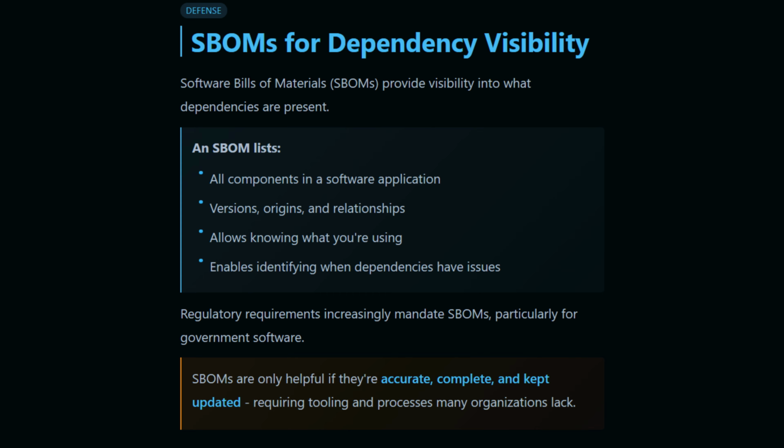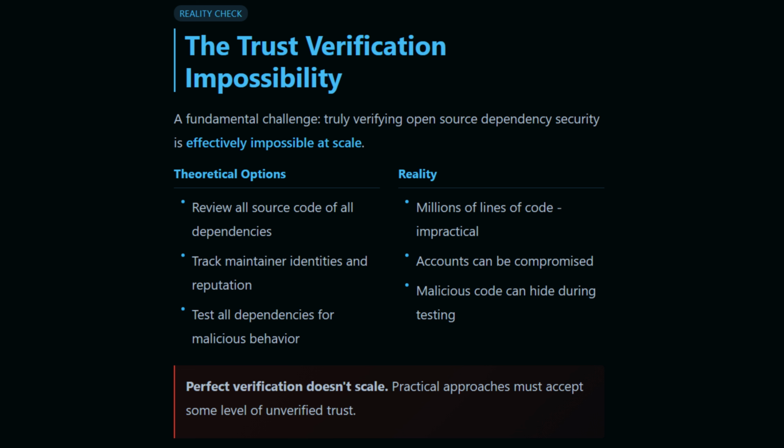Regulatory requirements increasingly mandate SBOMs, particularly for software sold to government. This practice is spreading more broadly. But SBOMs are only helpful if they are accurate, complete, and kept updated, which requires tooling and processes that many organizations don't have. A fundamental challenge is that truly verifying open source dependency security is effectively impossible at scale.